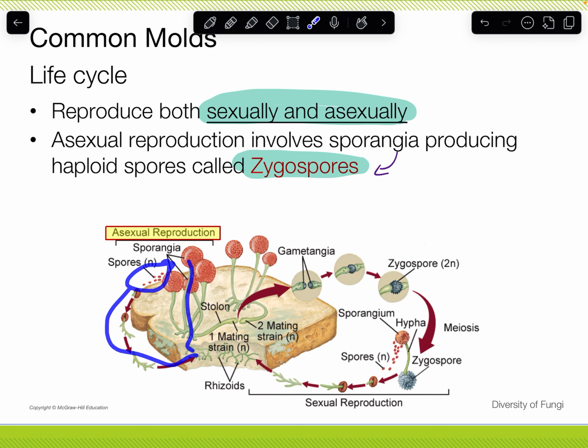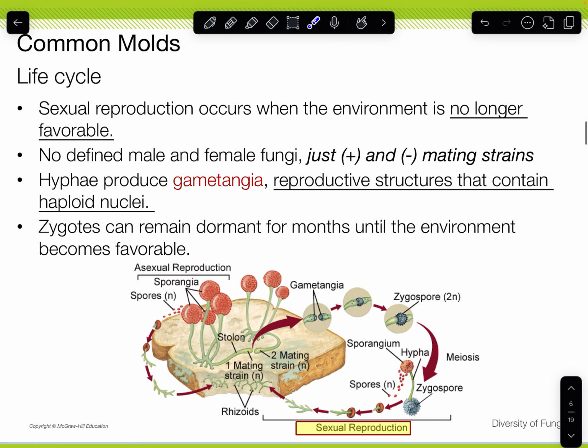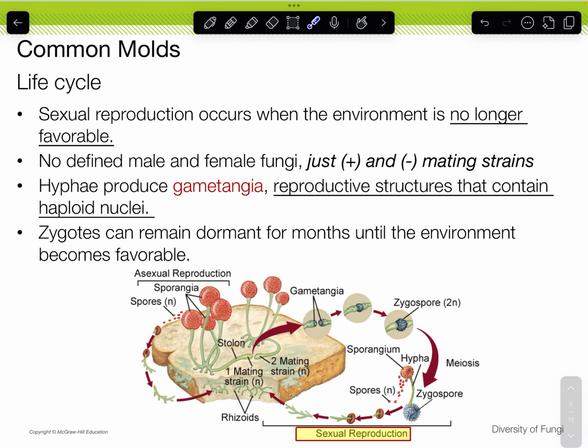They're landing, germinating, living their best life. But they can do sexual reproduction as well, right? But sexual reproduction is only going to happen when conditions are no longer favorable. So once unfavorable conditions come around, sexual reproduction starts.